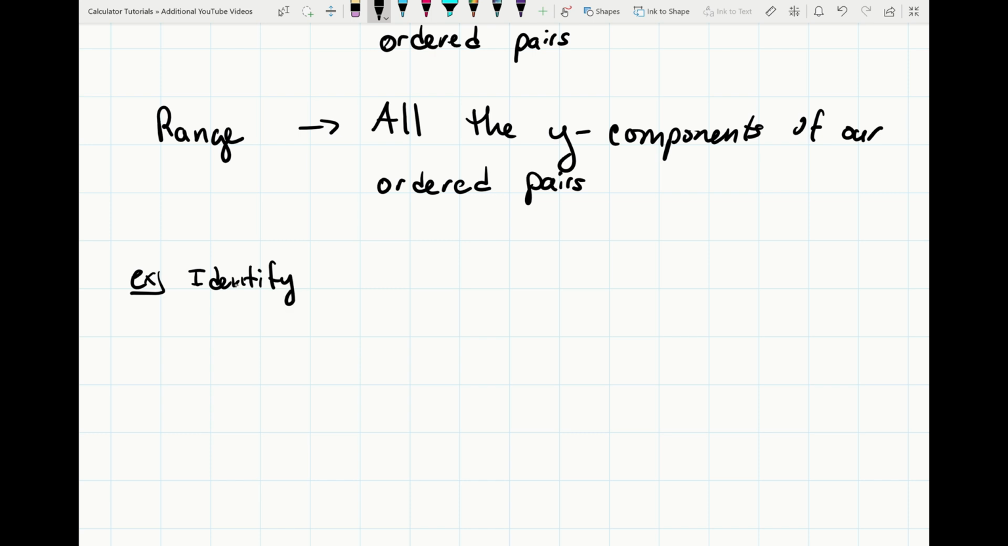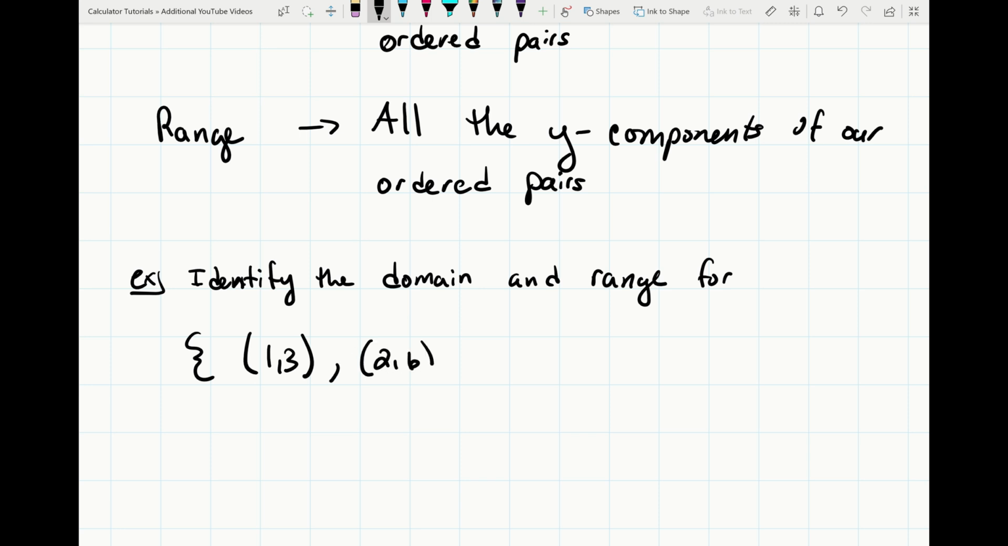identify the domain and range for the set consisting of (1, 3), (2, 6), (3, 9), (4, 12), and (5, 15).